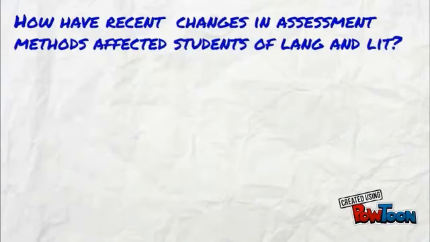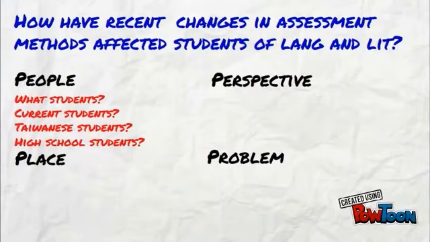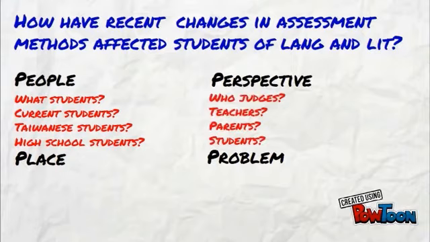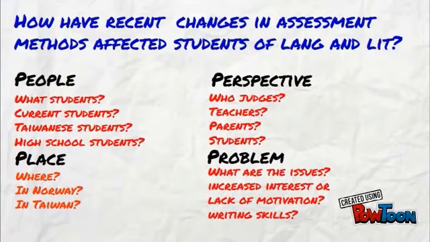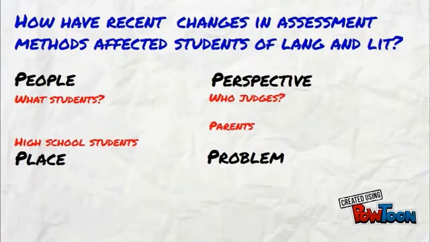Now we're going to add a little more to that by looking at people, perspective, place, and problem. What students? Who judges? Where? And what are the issues? We're going to select from each one of these one particular thing. For people, high school students. For perspective, the perspective of parents. Place, in Taiwan. And the problem, writing skills.